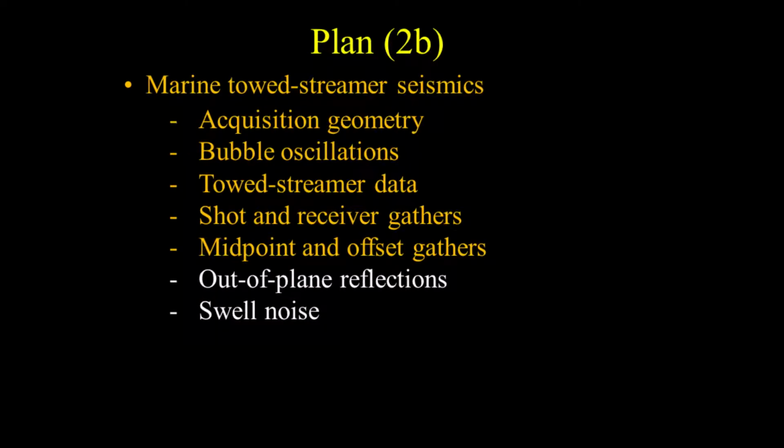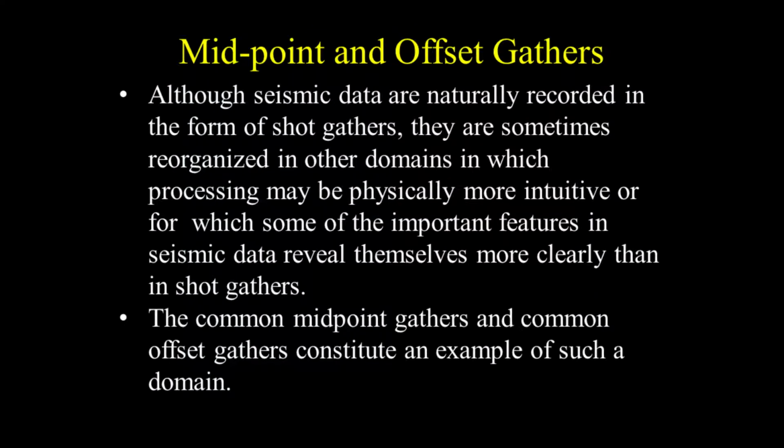Now that we have introduced reciprocity, we are ready to describe midpoint and offset gathers. Although seismic data are naturally recorded in the form of shot gathers, they are sometimes reorganized in other domains in which processing may be physically more intuitive or for which some of the important features in seismic data reveal themselves more clearly than in shot gathers. The common midpoint gathers and common offset gathers constitute an example of such a domain.